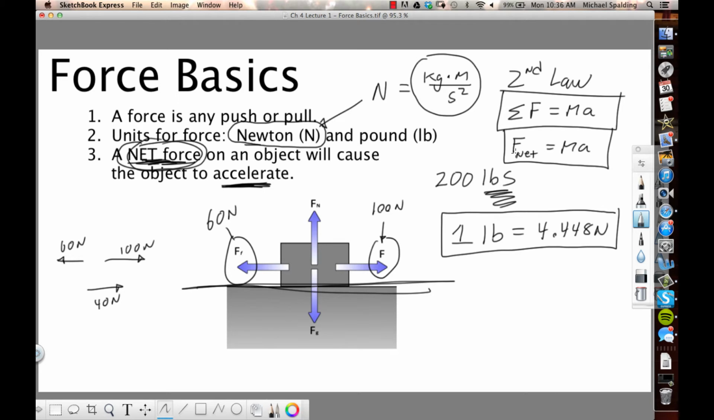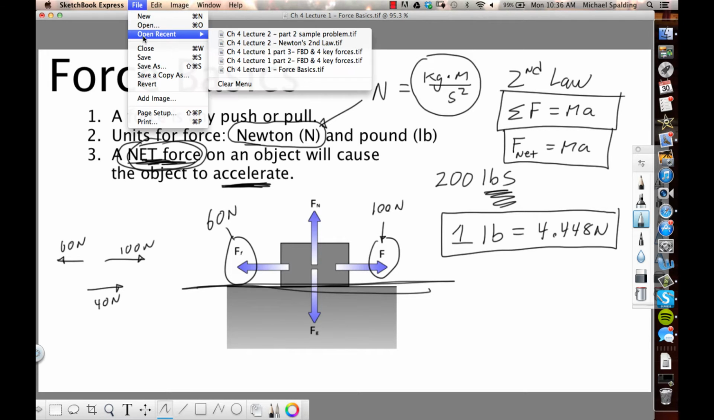So if I walked up to you and socked you right in the face, okay? So my fist would exert a force on your face, but you'd have the last laugh because your face would exert an equal force back on my fist. Right? Every force has an equal and opposite reaction force. Okay, so those are the basics of forces.